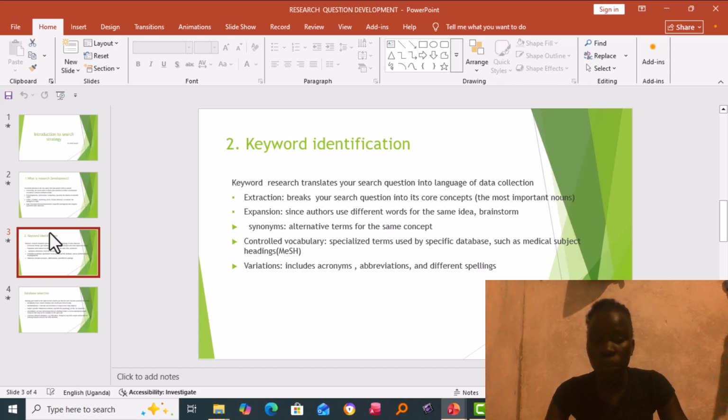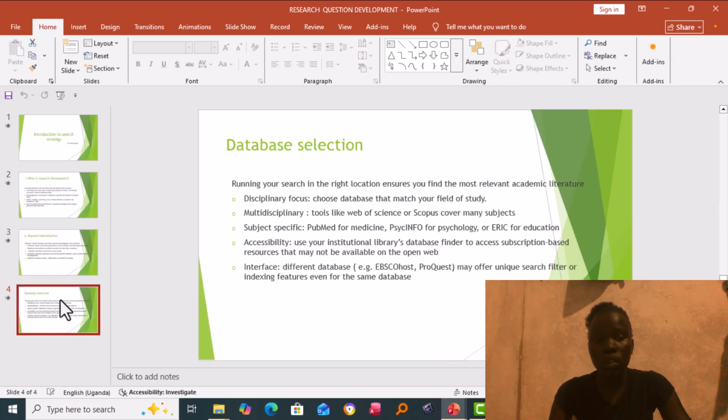Then we also have the controlled vocabulary, specialized terms used by specific databases, such as the Medical Subject Headings, MeSH. You may not understand it yet, but there is that specialized vocabulary, and when you use another term for it, you will not get the answer you are aiming at. So you have to do the keyword identification. Then we look at the variations, which include acronyms, abbreviations, and different spellings, that you put in when you are developing the search questions.